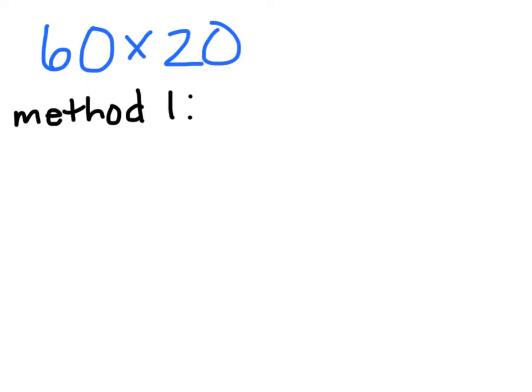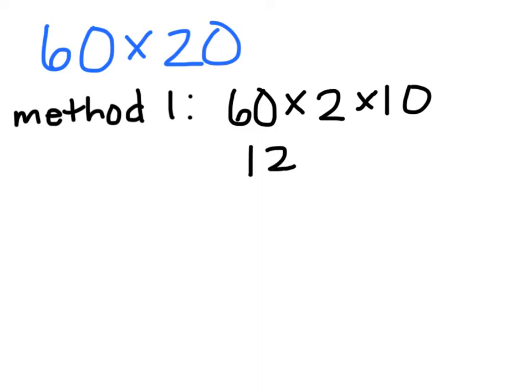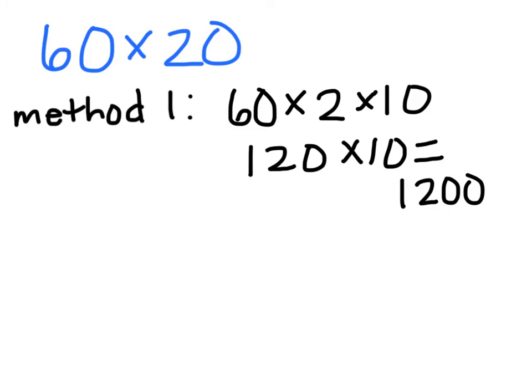Let's solve this using method 1. In method 1, we'll split the problem into 60 times 2 times 10. So we'll look at our 20 as 2 tens instead of 20. Our answer here will be 60 times 2 is 120, times 10. And following our rule of 10, we simply add our 0 to the end, and our answer becomes 1,200. Let's try method 2.